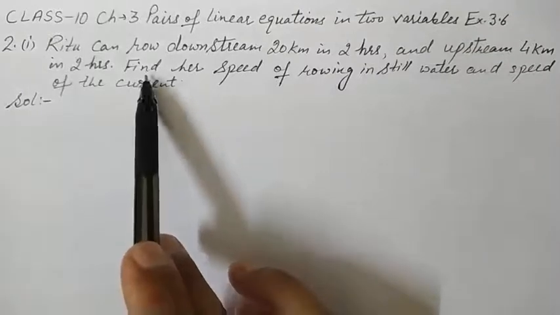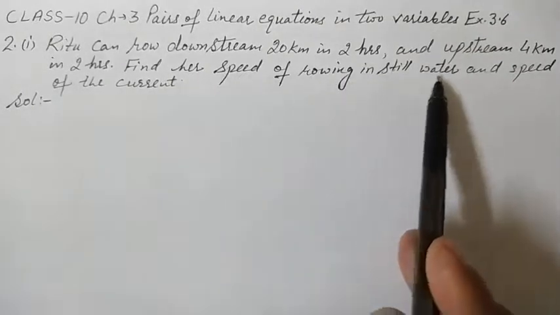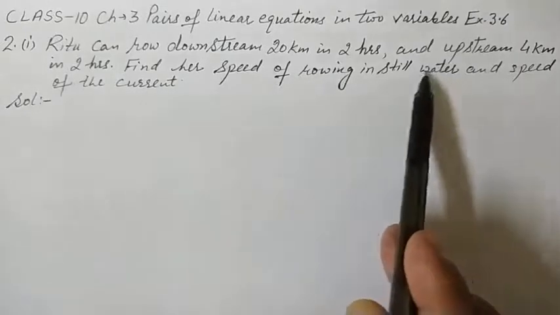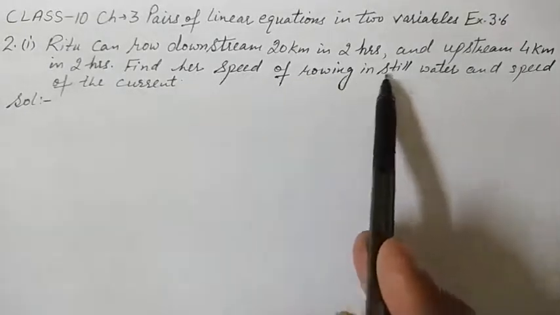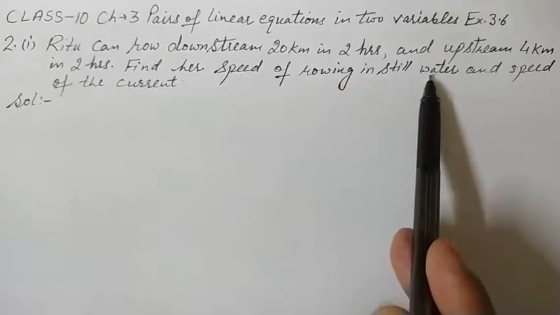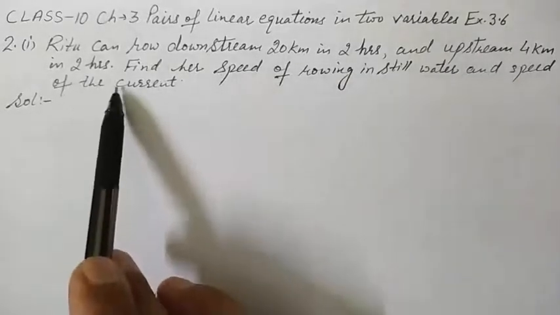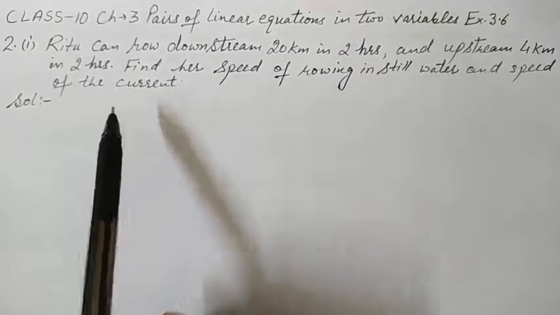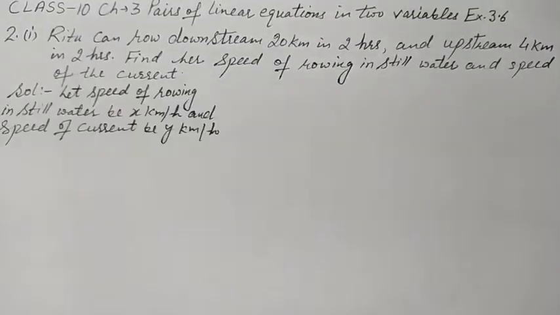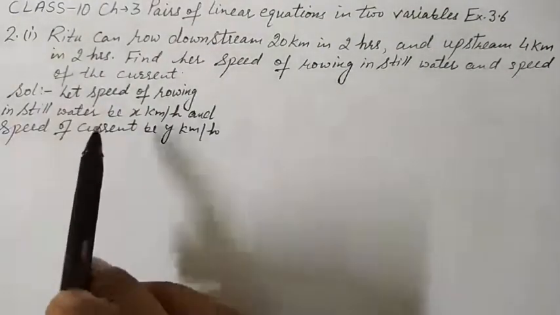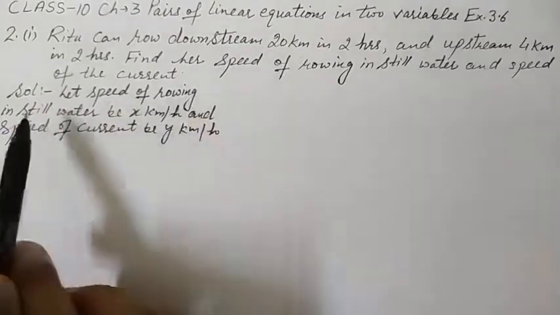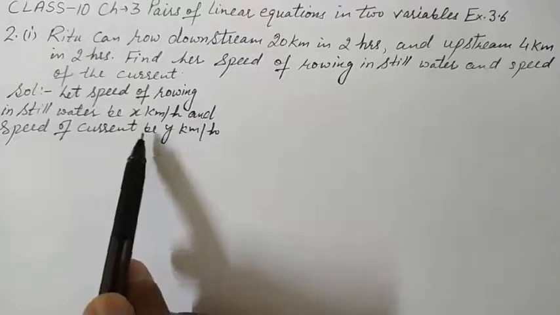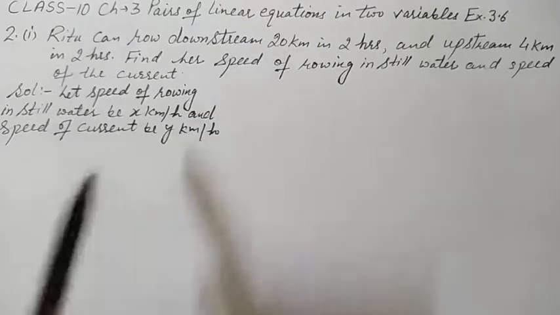Next is find her speed of rowing in still water and the speed of the current. Rowing in still water means we need to find the speed of the boat in still water and the speed of the current, that is the speed of the water. Current means the water speed. So this we have to find out. First of all we will assume that the speed of rowing in still water is x kilometer per hour and the speed of the current is y kilometer per hour.